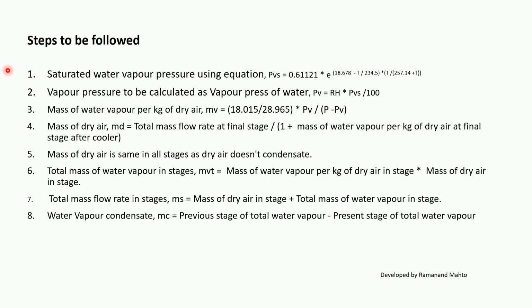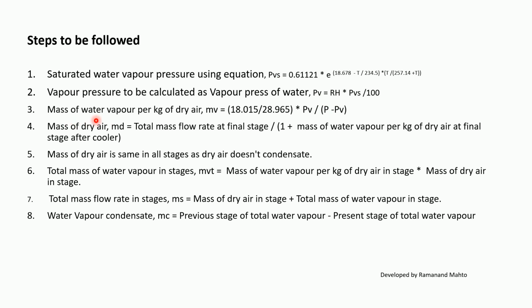The steps to be followed: saturated water vapor pressure using equation PVS is equal to 0.61121 e to the power (18.678 minus T upon 234.5) into (T upon 257.14 plus T). So that equation has to be used for calculation of saturated water vapor pressure. Then next calculation is the vapor pressure of water, which can be calculated as PV is equal to RH into PVS upon 100. PVS is known, RH is known, so we can calculate the PV.